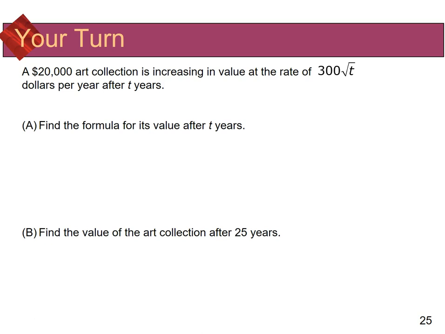So your turn. A $20,000 art collection is increasing in value at a rate of 300 square root of t dollars per year after t years. Find the formula for its value after t years, and then find the value of the art collection after 25 years. So let's break this down into two parts. I want you to first find the formula for its value after t years.